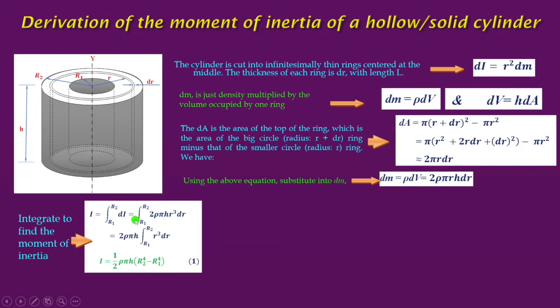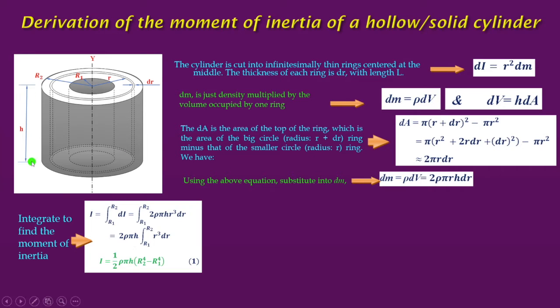After substituting and integrating, our limit of integration is r1 to r2. These vary from r1 to r2. Integrate and get I equals rho pi h (r2 to the fourth minus r1 to the fourth) over 2. So this is the equation of the mass moment of inertia. Now we can write this in terms of mass also. This is the equation in terms of density and height. Instead of that, we can get the same equation in terms of the mass of the cylinder.